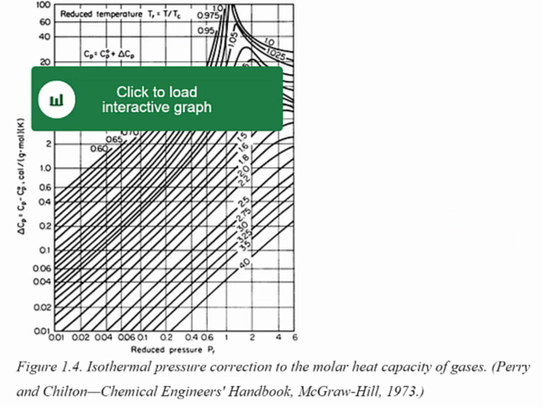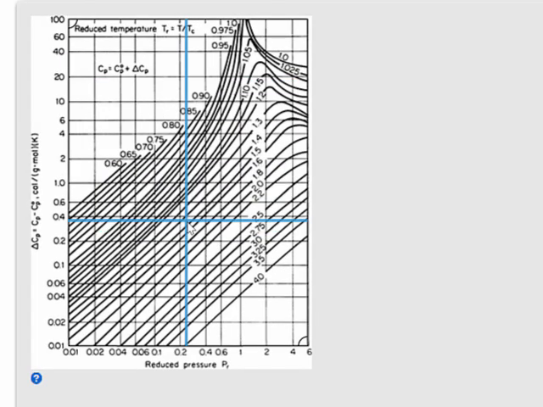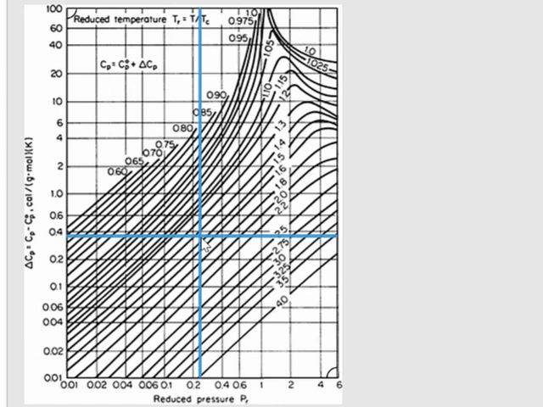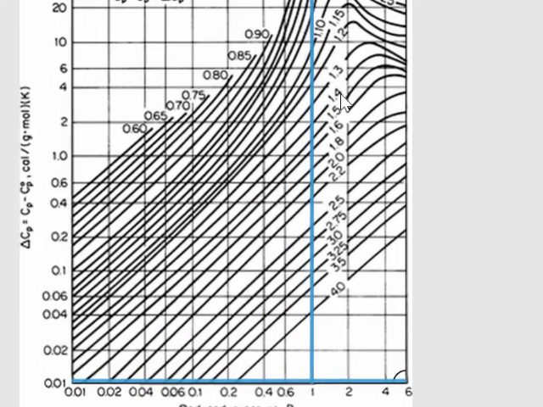Let's use figure 1.4 in order to estimate delta Cp. We had a value of Pr equal to 1.04, which is very close to 1 here. And we had a Tr value of 1.31, which should be very close to here. And as a result, we will read a value of 3 for delta Cp.